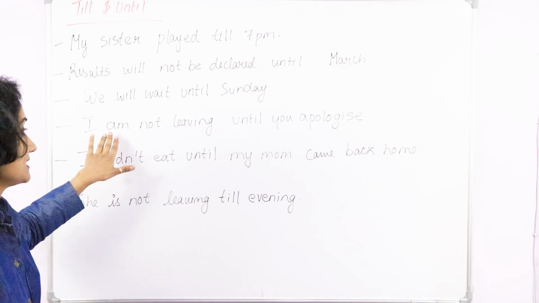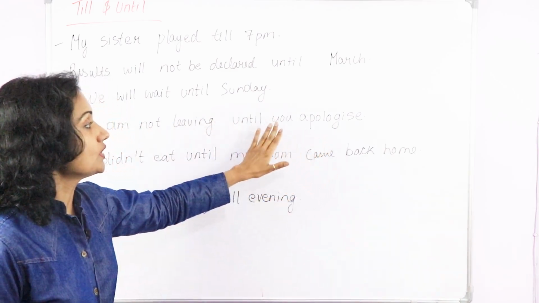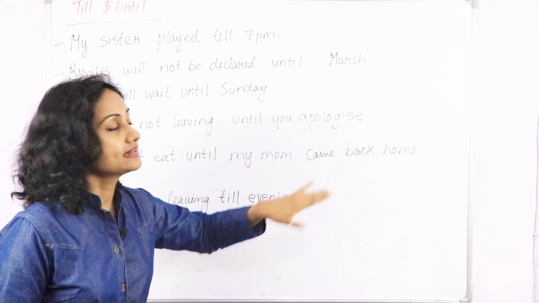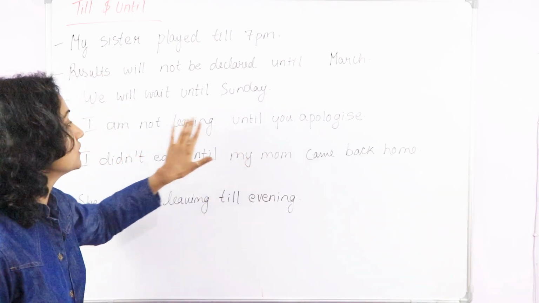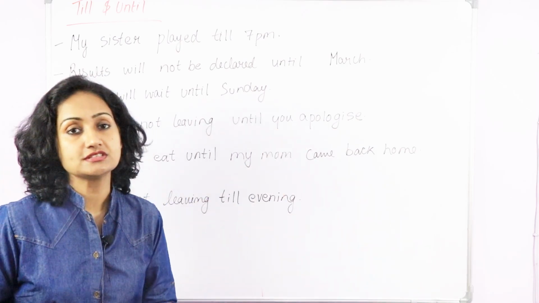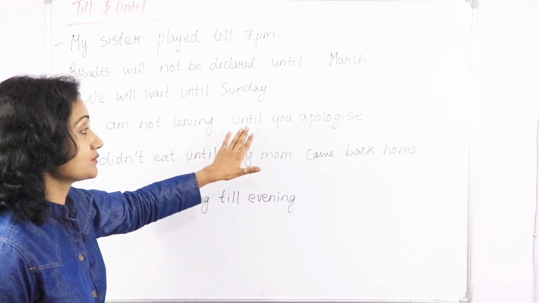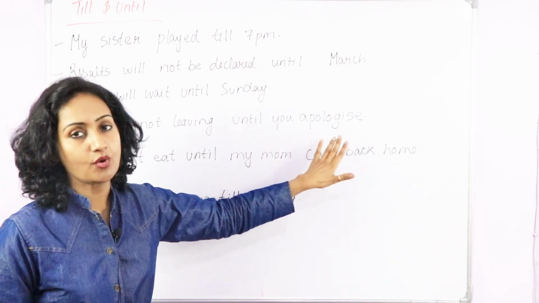But in the next sentence, I am not leaving until you apologize. So you apologize. You is a subject and apologize is the verb here. So here until is connecting two clauses, two sentences, and we know that conjunctions are used to connect two clauses. So here it's not a preposition, it's a conjunction. I'm not leaving until you apologize.